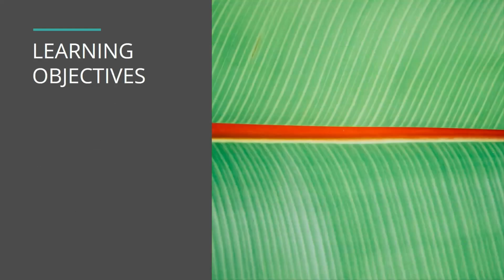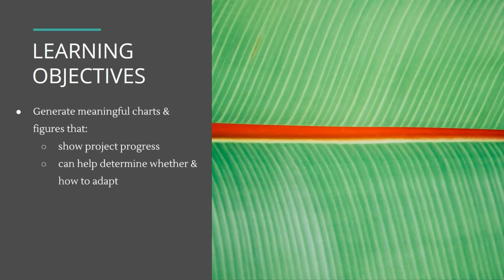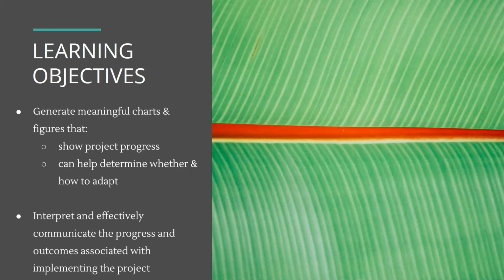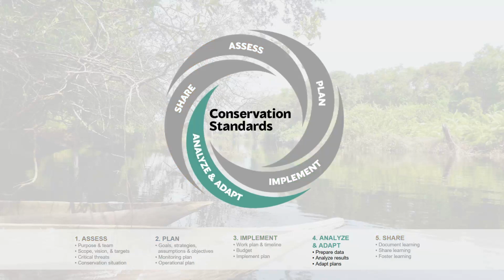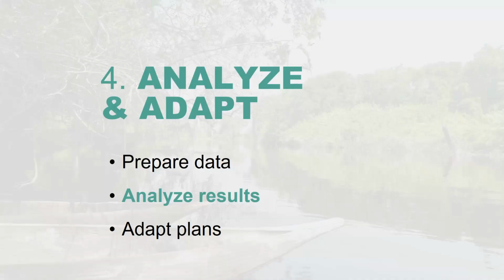and adaptation. By the end of this module, you will be able to generate meaningful charts and figures that show project progress. You can share these with your team to support decision-making about whether and how to adapt. You should also be able to interpret and effectively communicate to your different audiences the progress and outcomes associated with implementing your project. As a reminder, here is the 5-step conservation standards cycle. This course is focused on Step 4, Analyze and Adapt. And this module focuses on the Analyze Results substep.